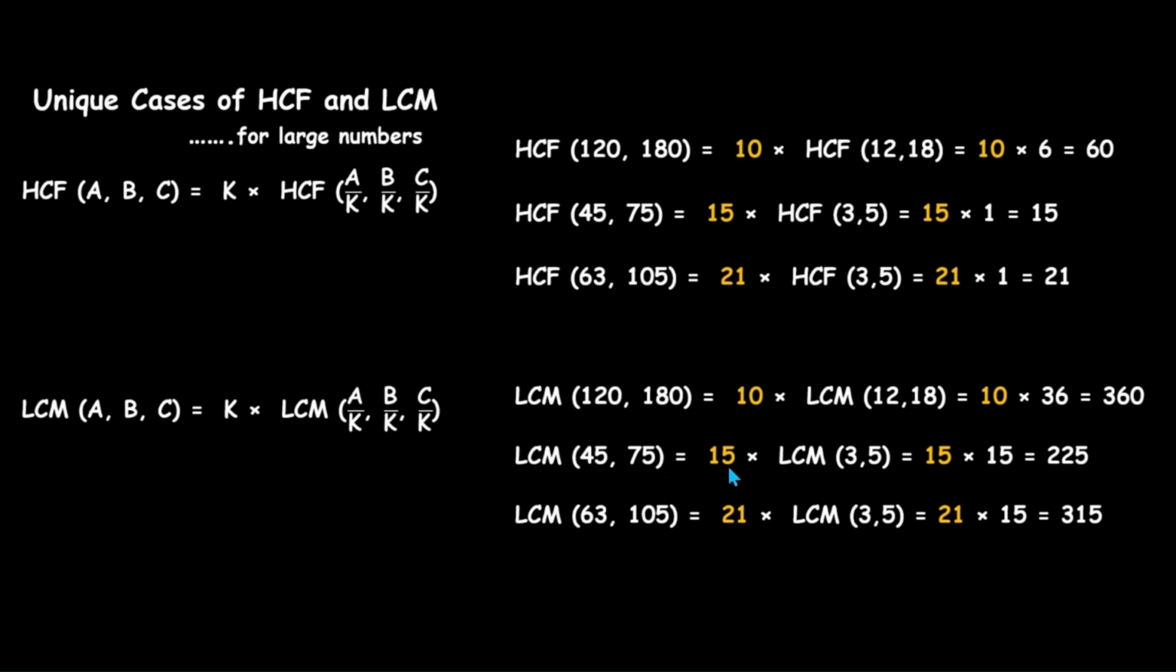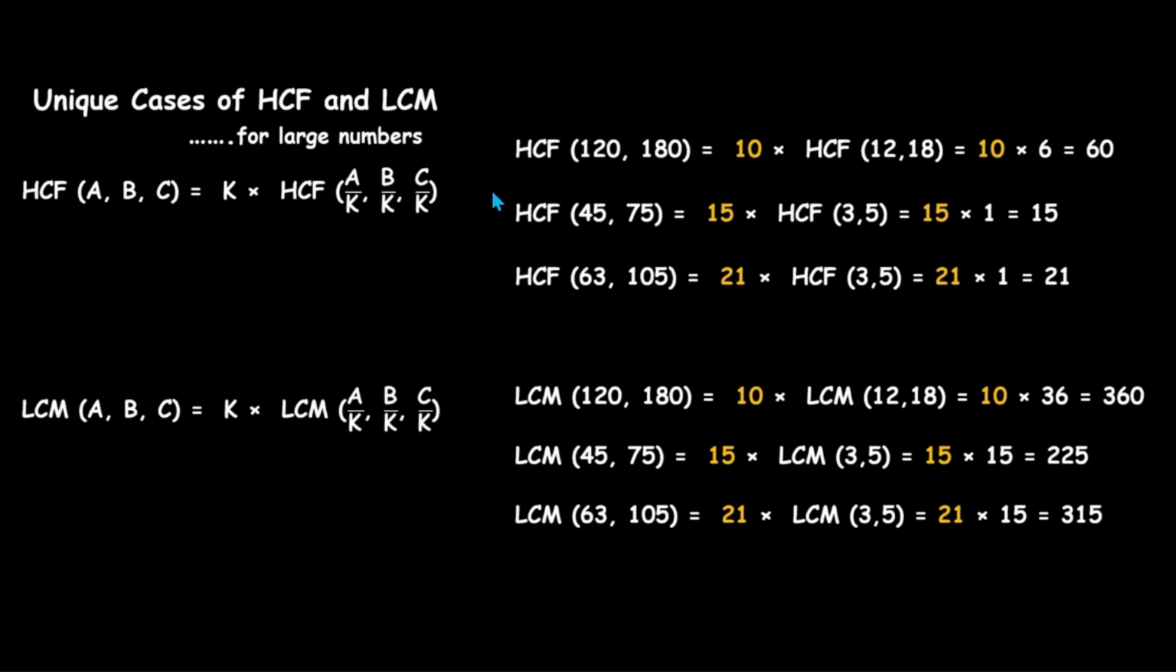Similarly, 15 is a common factor between 45 and 75. And if we take that out, the numbers would be 3 and 5. And the LCM of 3 and 5 is 15. So multiply the LCM of 3 and 5, which is 15, with the factor that we have taken out, 15. So 15 into 15 is 225. Similarly, one more example.